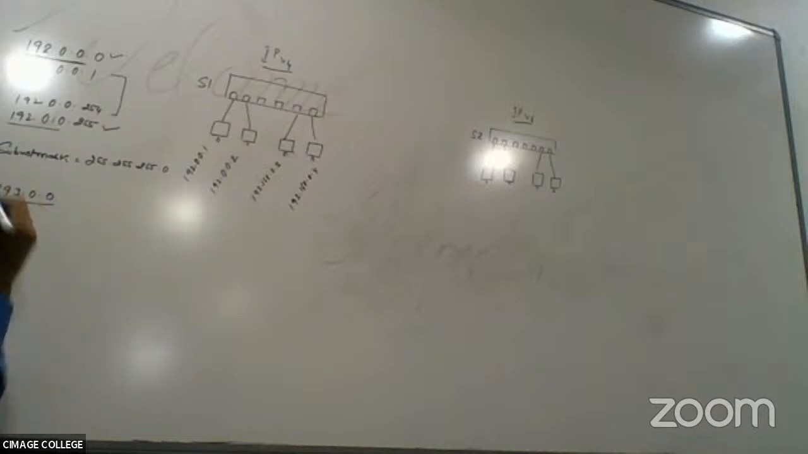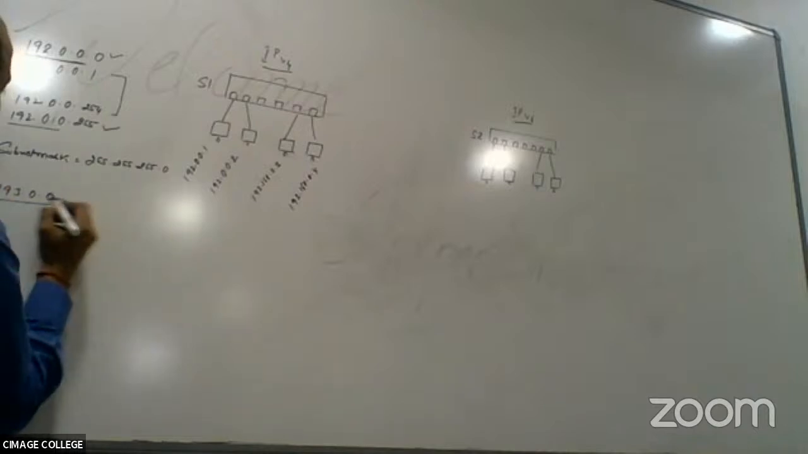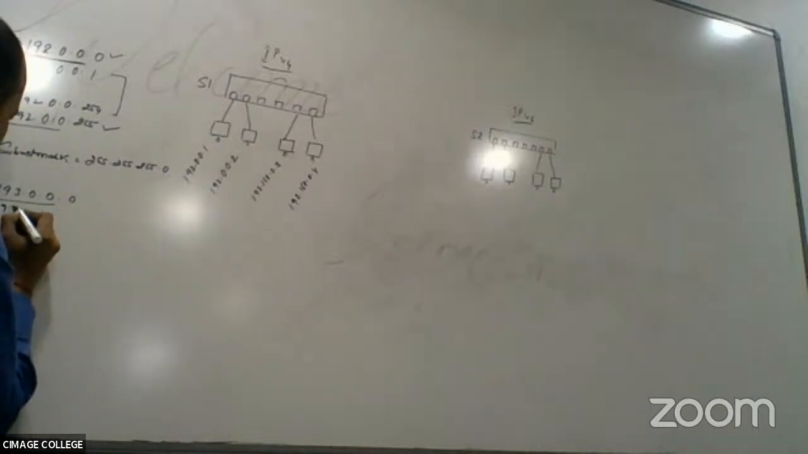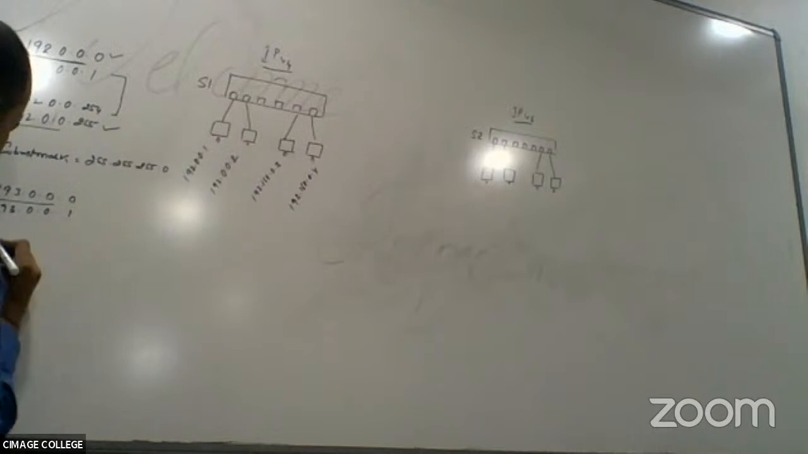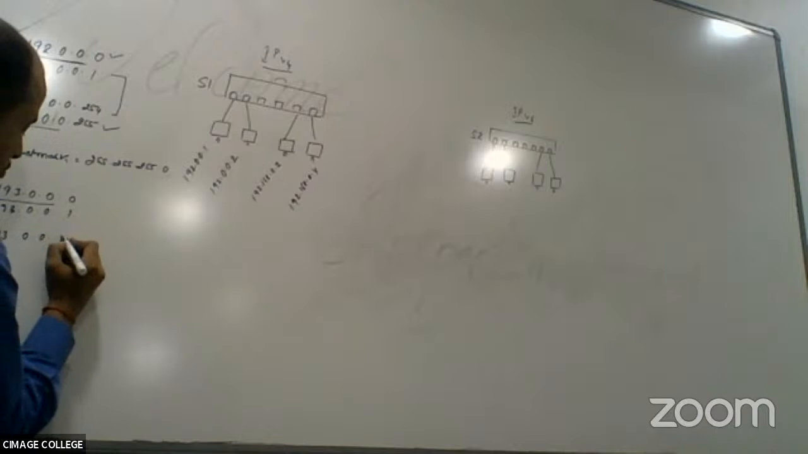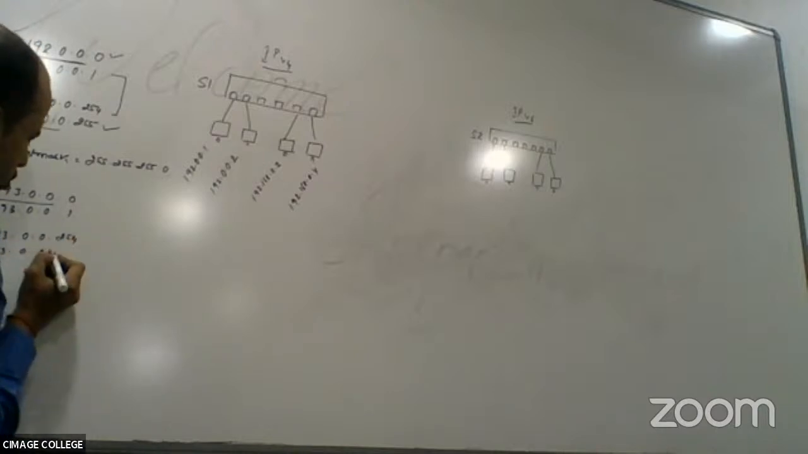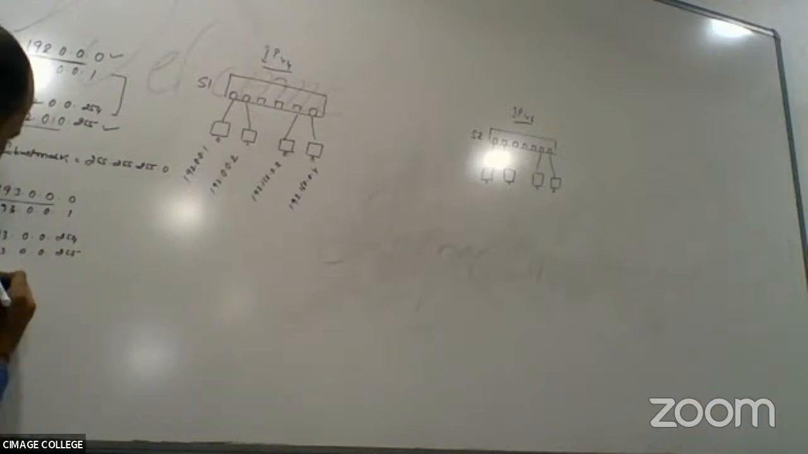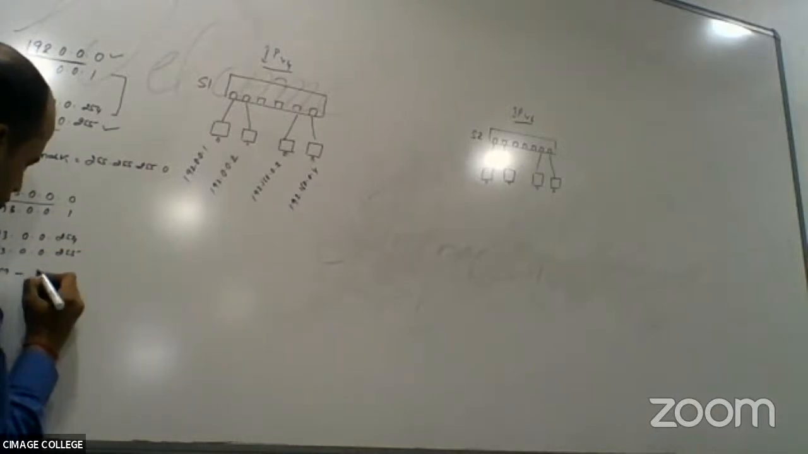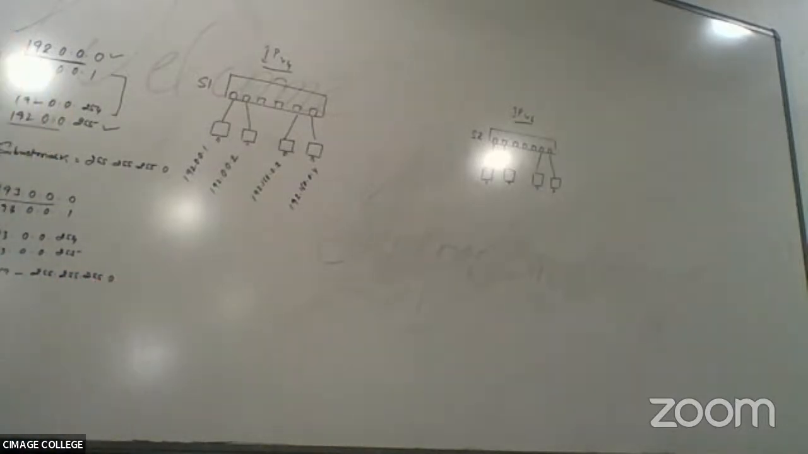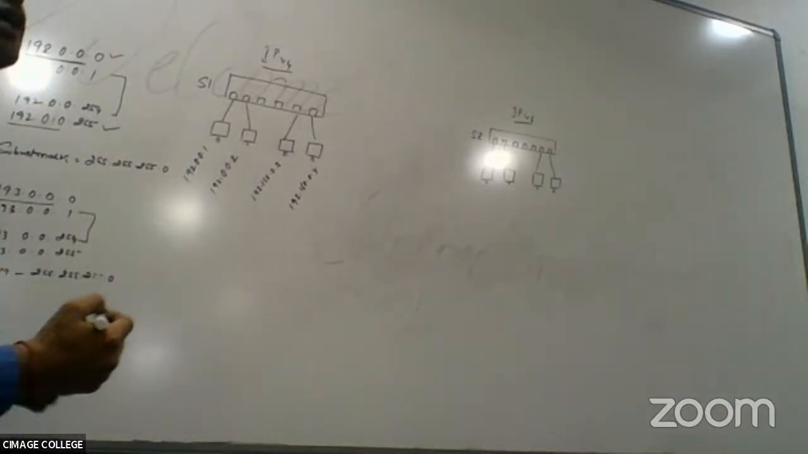193.0.0.0. Fine. Now, again, same is story. 193.0.0.0, 193.0.0.1, 193.0.0.254, and 193.0.0.255. Subnet mask will be same, 255.255.255.0. Valid IP.